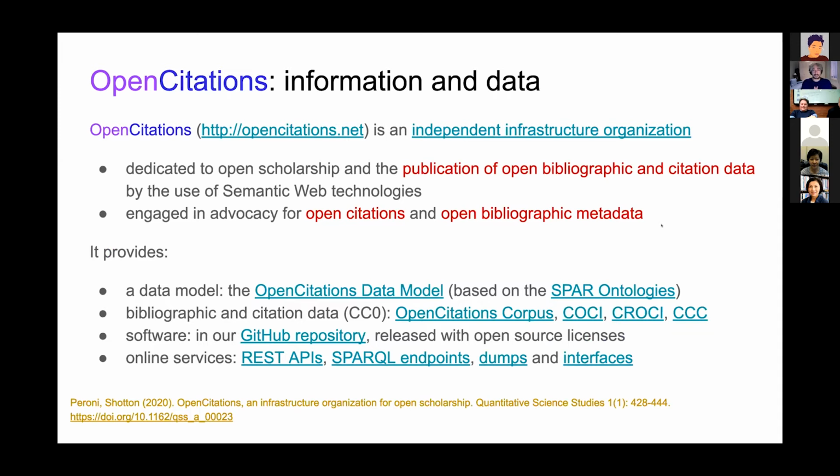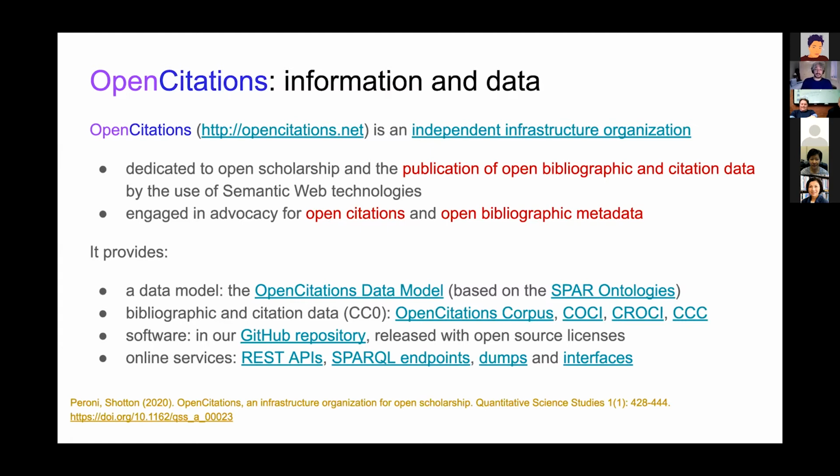Open Citations is an independent infrastructure organization, as I said before, that provides open bibliographic and citation data, and of course it is also engaged in advocacy for open citations and open bibliographic metadata in general. Among the things that Open Citations provides, there is a data model that is used to describe all the data that Open Citations makes available, and several collections of bibliographic and citation data. We will address one of those in today's workshop and presentation, which is COCI. That is basically the main set of data that we have.